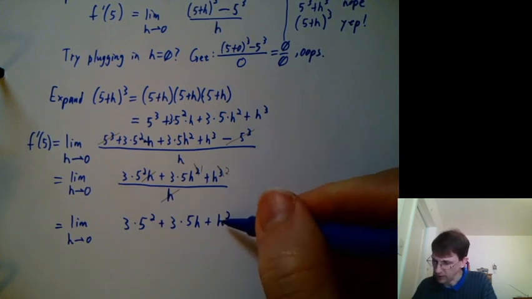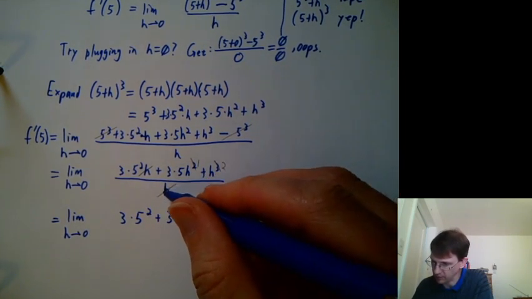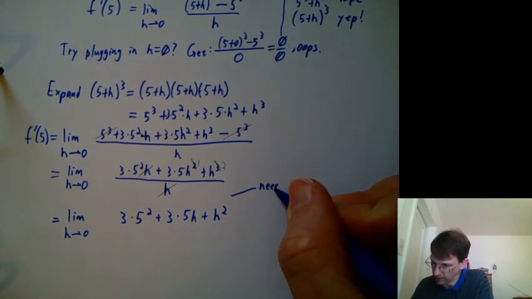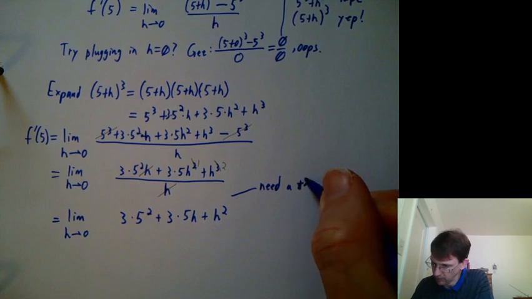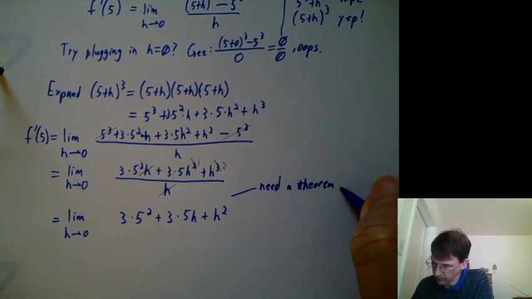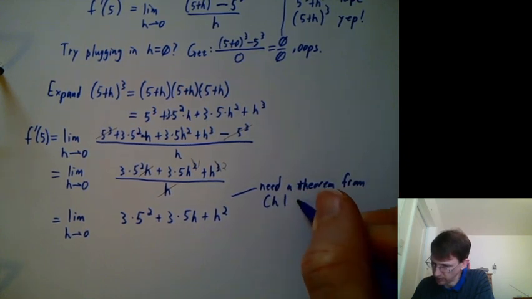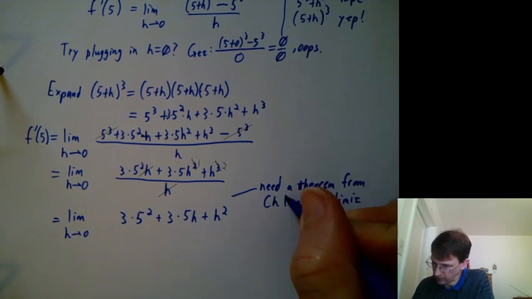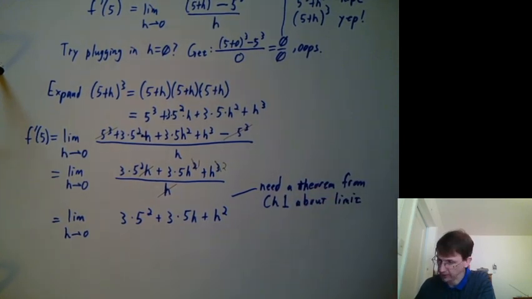Now going from here to here is technically a big mathematical step, because here we had a danger of divide by 0, and here we don't. So there we need a theorem from the limits chapter. And we'll see that when we get to the chapter about limits.